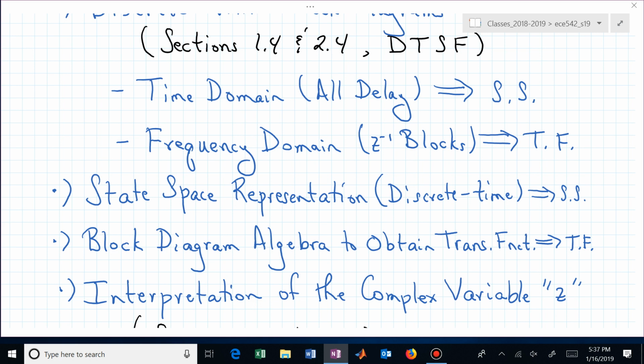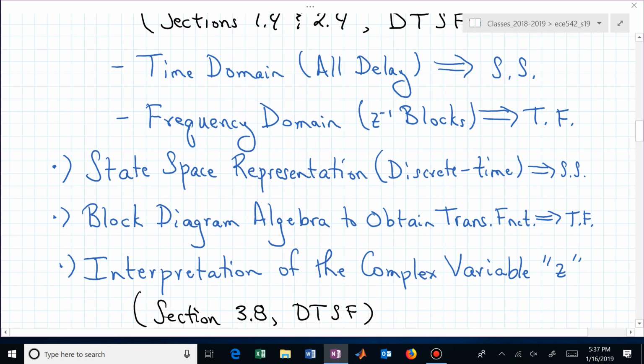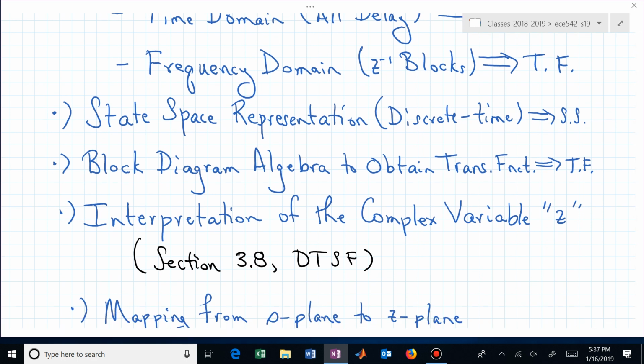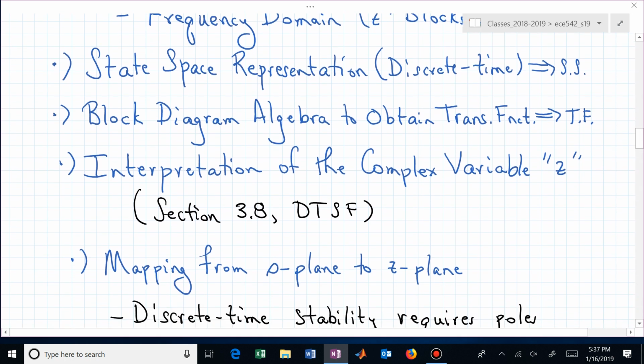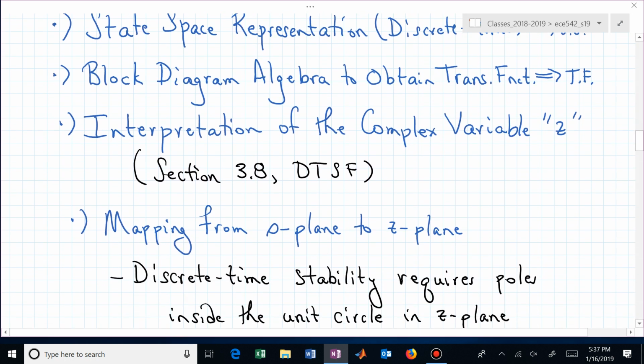We could look at those similar diagrams in the frequency domain, where now our time domain delay blocks can be replaced by operators z to the minus 1. That now means that we're in the frequency domain, and we can find the transfer function description of our system by doing some block diagram analysis on that block diagram. So we'll talk more about state space representations, block diagram algebra.